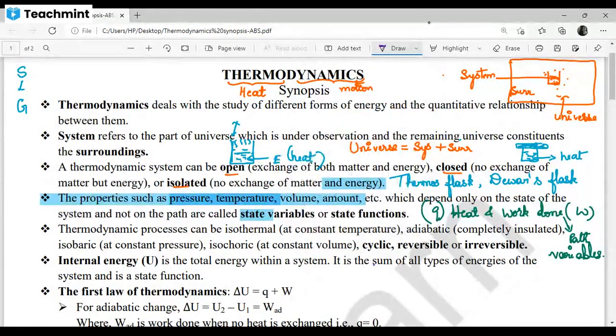Now what do you mean by isothermal process? Iso means same. What is same here? Thermal. Temperature is same. So constant temperature.